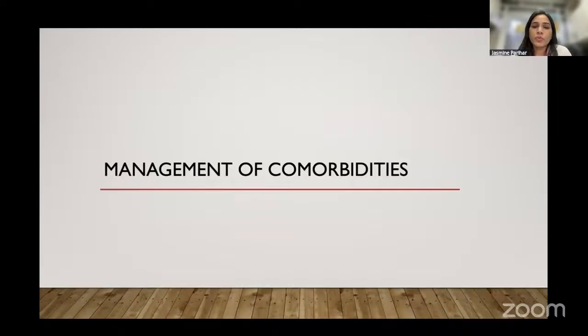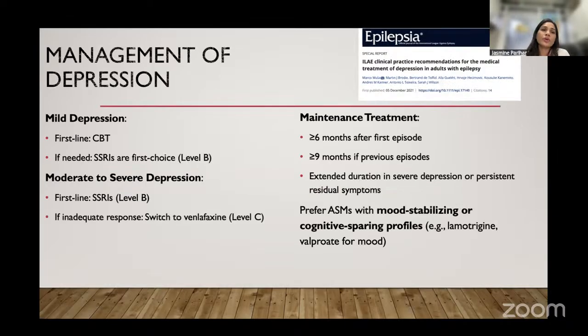Now, management of comorbidities. As much as it is important that we manage the patient's epilepsy, it is important that we talk about the comorbidities and we tell how to manage comorbidities. Most important of comorbidities, that is depression. Mild depression, if the patient is having, just do cognitive behavioral therapy, and if needed, the patients may be given SSRI as the first choice. If the patient has moderate to severe depression, then SSRIs, and if there is inadequate response, we may add venlafaxine.